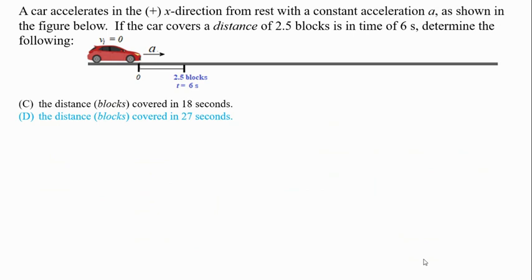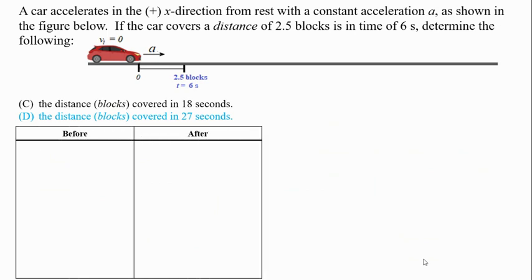C here asks again, how many blocks are you going to cover in 18 seconds? So set up the same procedure. Start with the reference point, aka the before. Cross VIT out, 1/2 AT squared, which in this case is 6 seconds, but I don't really care for substituting in the t. I'm just going to call it t. A, I don't care. I'm just going to call it A.